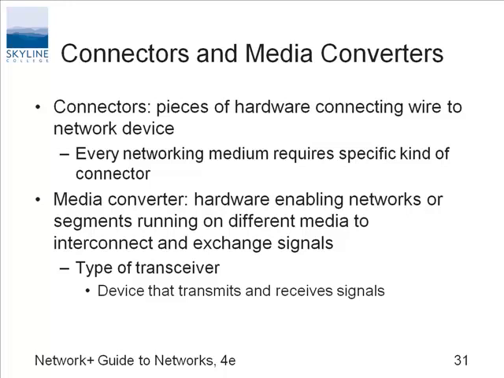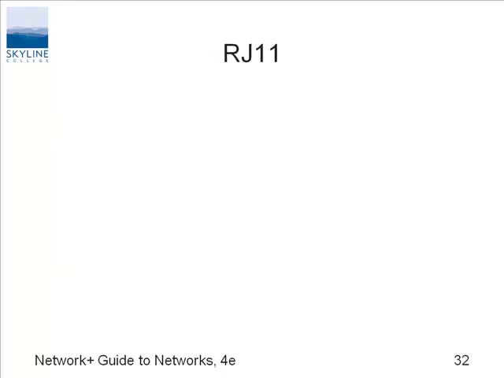The best way to get from one to another is to go across a router, because a router will do those kinds of conversions. You can have a token ring port or a fiber port and a twisted pair or an Ethernet port on each of those. Type of transmitter, and we said a device that transmits and receives signals is a transceiver. We have transmitters and receivers. A transceiver does both of those things.